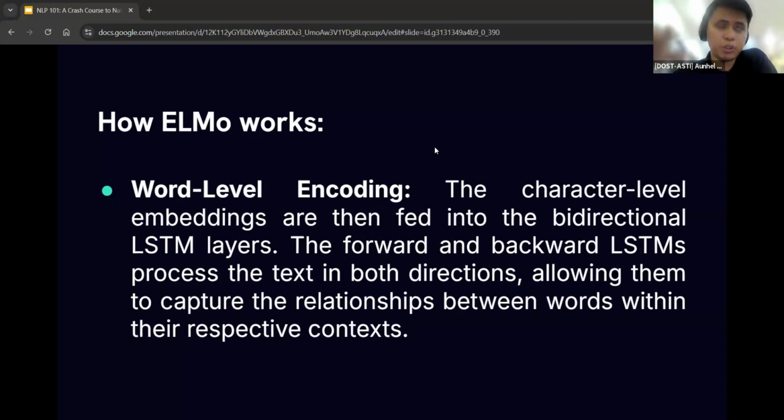Then we do word level encoding. The character level embeddings are fed into the RNNs, basically bidirectional LSTM layers. So the forward and backward LSTMs process the text in both directions. Tinitingnan niya yung text that came before the word and the text that came after the word, allowing them to capture the relationships between words within the entirety of the context. So hindi lang niya tinitingnan yung mga words that occurred before, but also the words that came after.